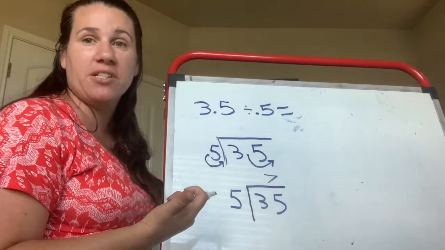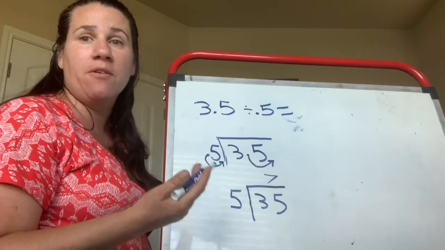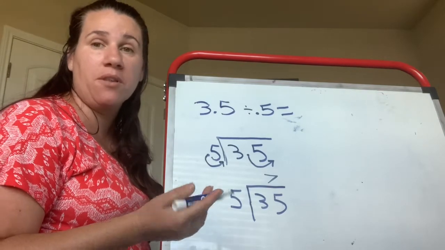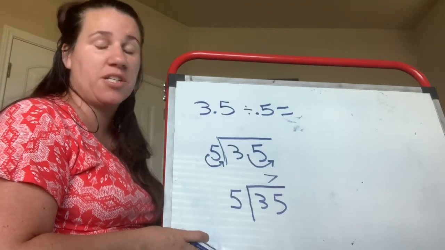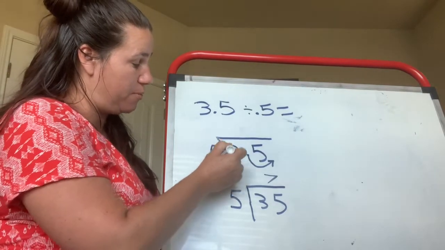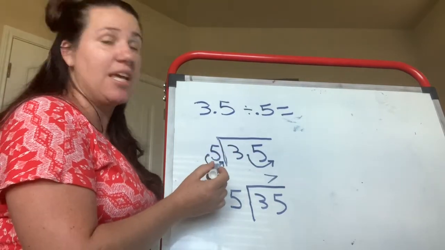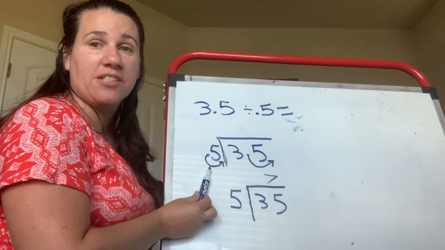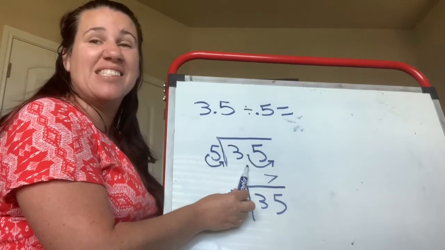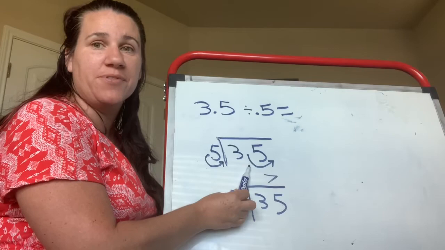You can draw a picture if it is a compatible fraction like a half or even a fourth. Those are great ones to draw a picture for. Or you could do it where you move the decimal. The important tip is if you move a decimal in your divisor, you have to move the same digits over in your dividend. So I hope that helps.